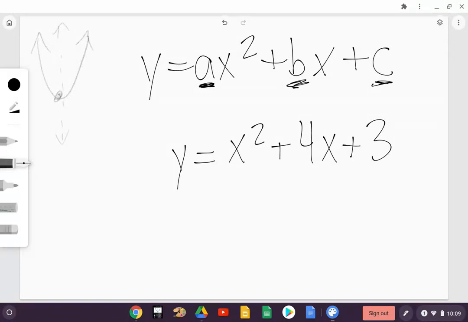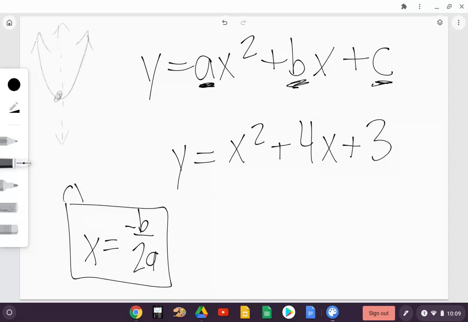I can use the formula x equals negative b over 2a. This is the formula to find the axis of symmetry. If I want to know the axis of symmetry and I don't want to graph it, or I'm told to find it algebraically, I use this formula, x equals negative b over 2a.